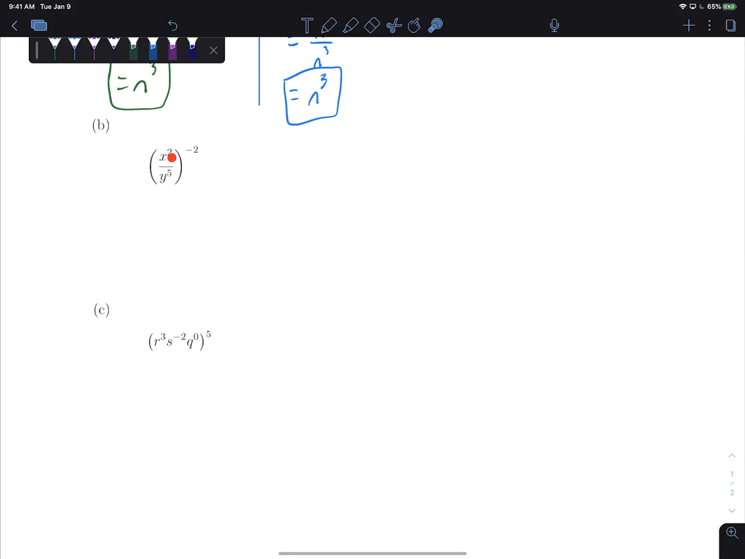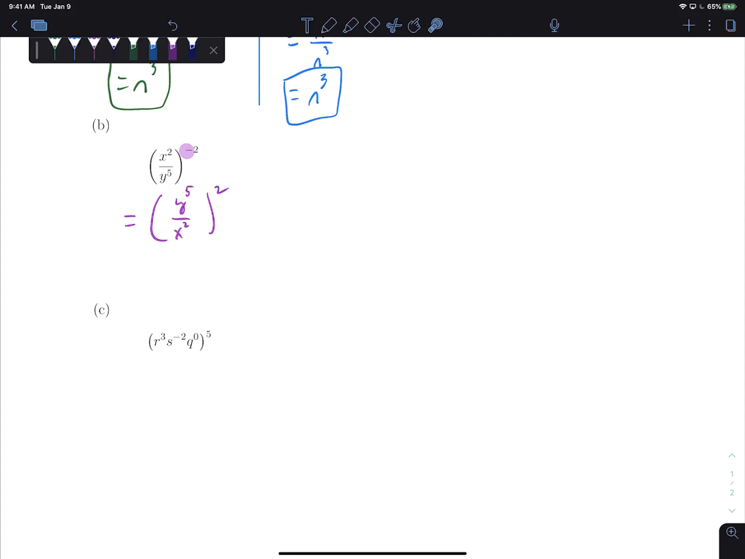Letter B, x squared over y to the fifth, all to the negative 2 power. Okay, so what I would recommend here is dealing with the negative first. So to do that, let's use purple here. To deal with that negative, I'm going to make this become the reciprocal of the base. The base is x squared over y to the fifth, so that's going to become y to the fifth over x squared. And all of that is now going to become squared.